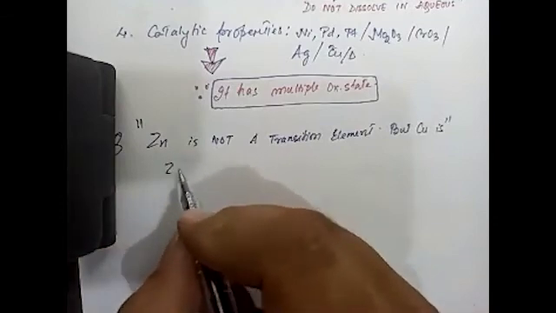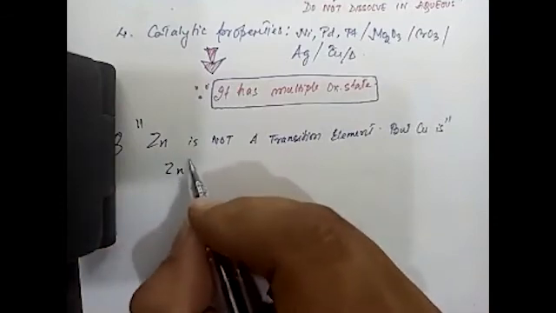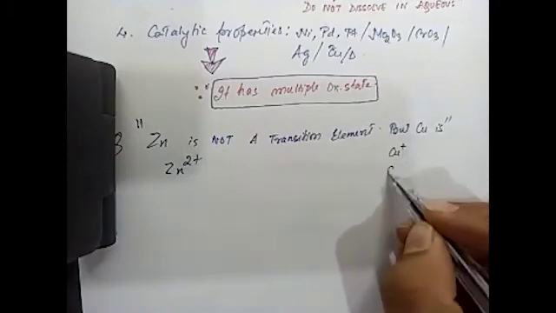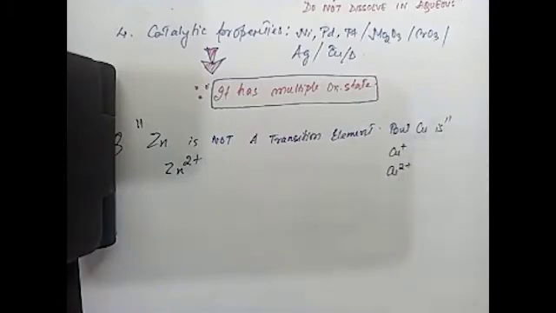Zinc has only one oxidation state, zinc 2 plus. Copper has two oxidation states, copper plus and copper 2 plus. Either in the neutral state or in the oxidized state, a transition element must have partially filled d orbitals.